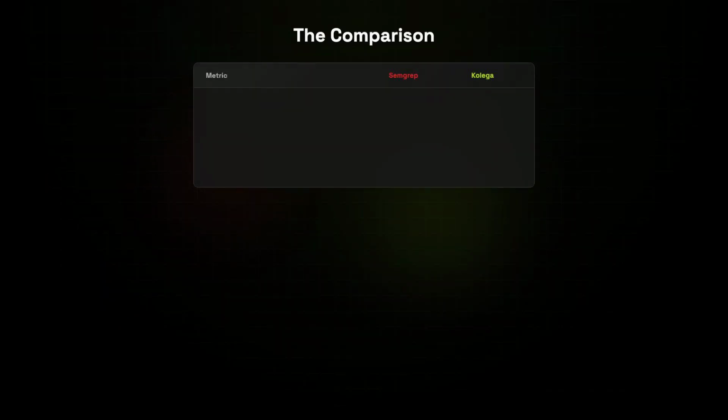Here is the comparison that tells the whole story. Semgrep produced 222 findings. Kolega found 5. Semgrep caught 0 true vulnerabilities. Kolega caught all 5. Semgrep generated 208 false positives. Kolega generated 0. That is a 0% signal rate versus 100%.